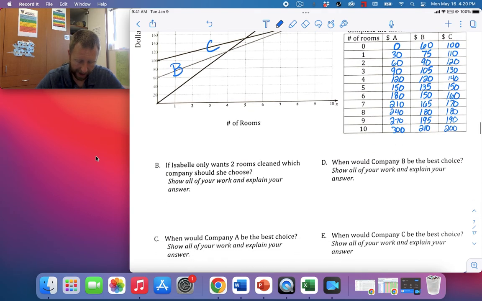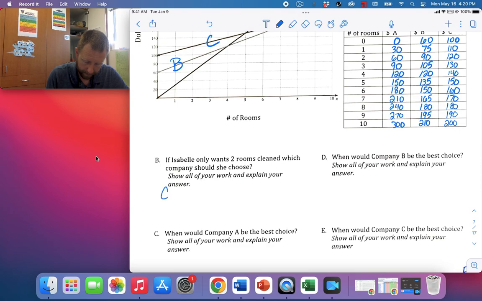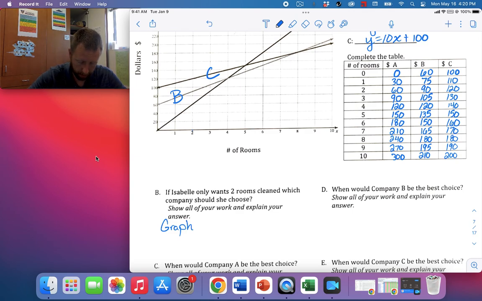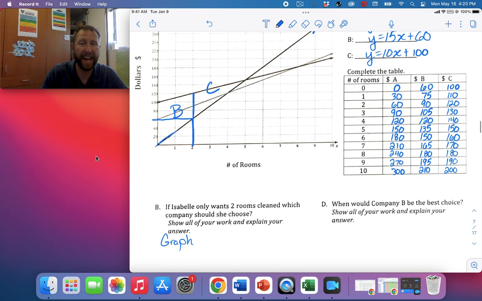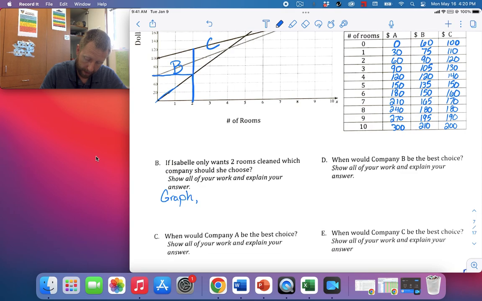So I'm going to use the graph for this first one. I'm going to try and use different methods to answer these questions, but I'm going to use the graph. If I only want 2 rooms clean, I'm going to go from 2. Now, this line here is at 60, and what line is this? See, it's a good thing we labeled them. It's all the way up here. That's line A. That's company A. So from the graph, company A is $60.